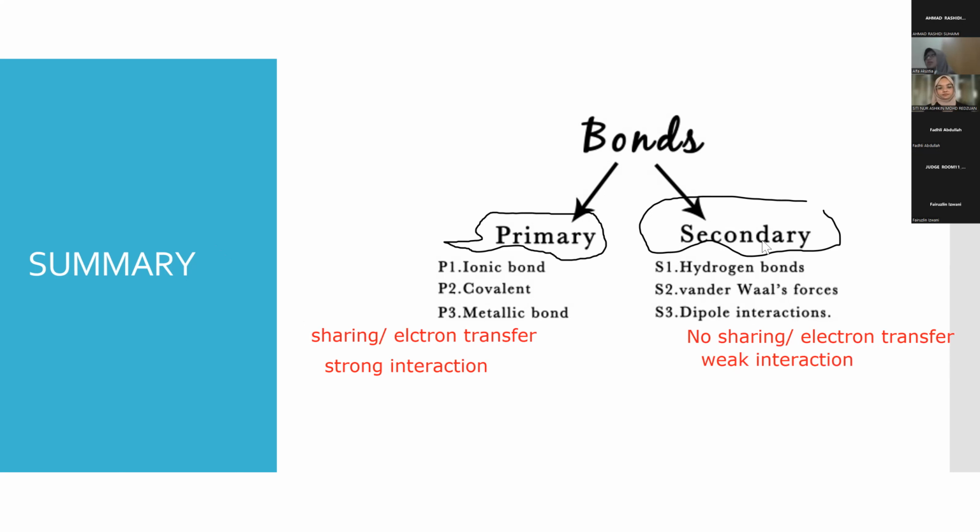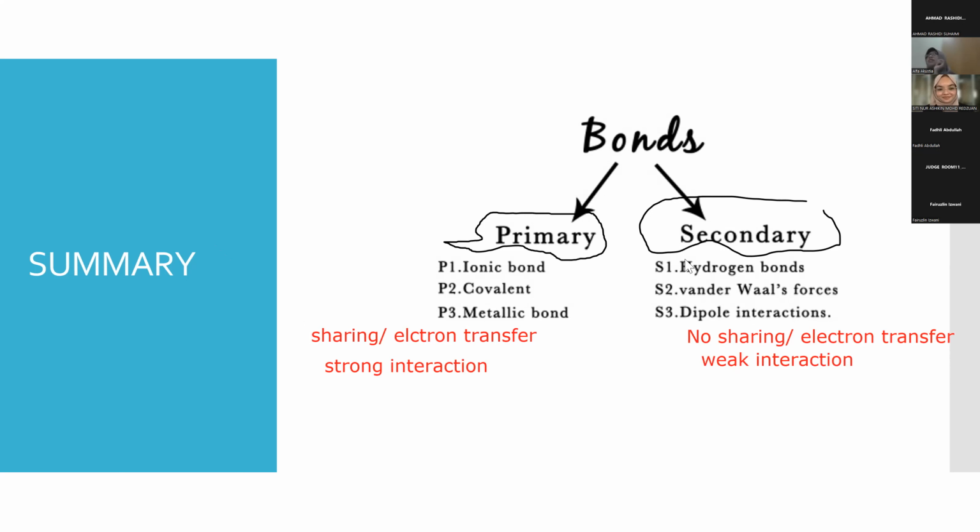Who is the winner in the secondary bonding if we talk about bond strength? Hydrogen bonding. Okay. Who is the weakest in the secondary bonding? Van der Waals. That's right.